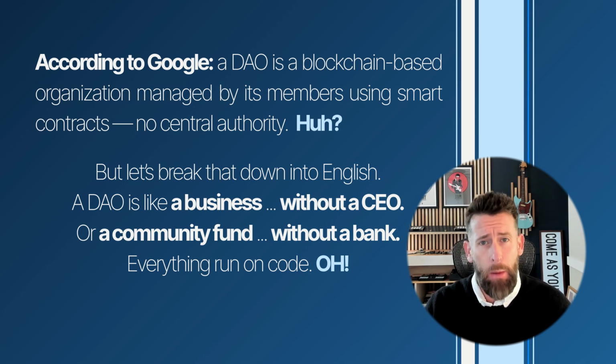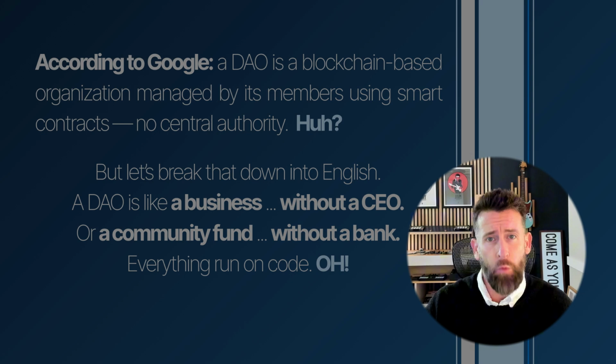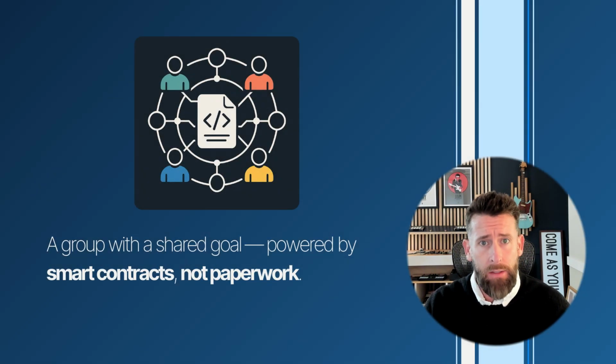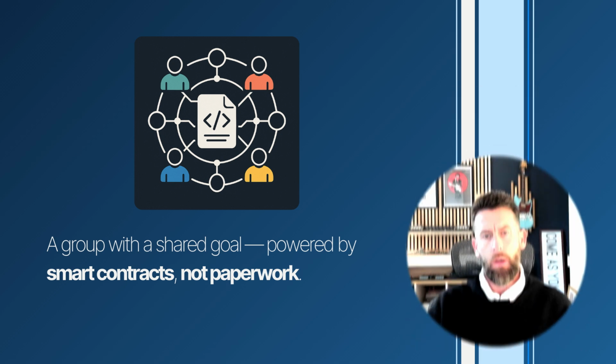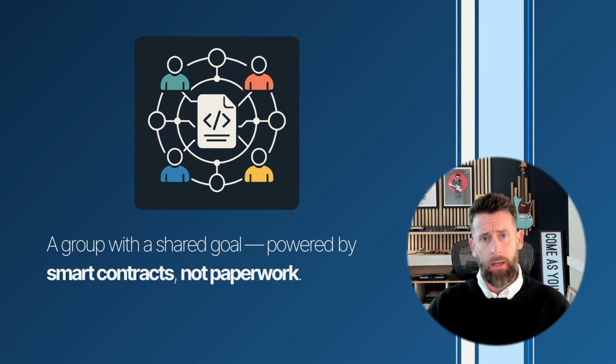A DAO is like a business without a CEO, or a company fund without a bank. It's a group of people, sometimes total strangers, aligned around a shared goal, with rules written in code instead of paperwork. Those rules live in smart contracts. Once they're deployed to a blockchain, they're public, self-enforcing, and tamper-proof. So let's compare on how this plays out.